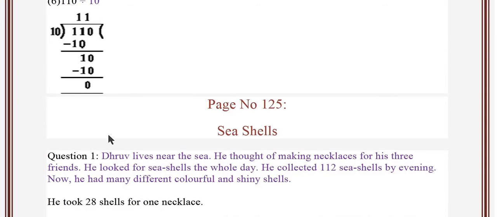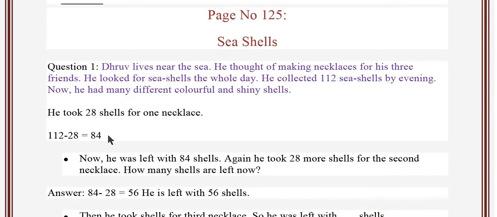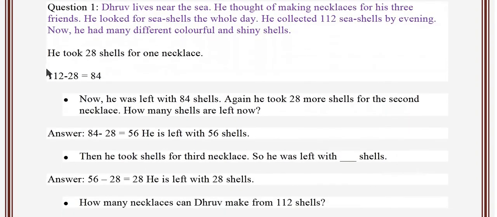Now page number 125, Seashells. Question number 1. Dhruv lives near the sea. He thought of making necklaces for his 3 friends. He looked for seashells the whole day. He collected 112 seashells by evening. Now he had many different colorful and shiny shells.